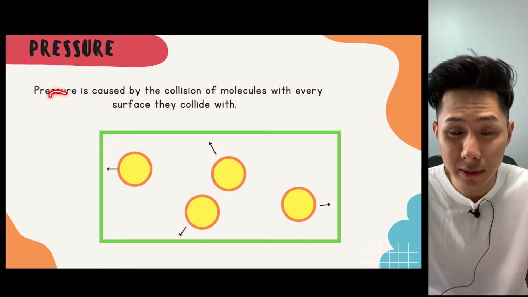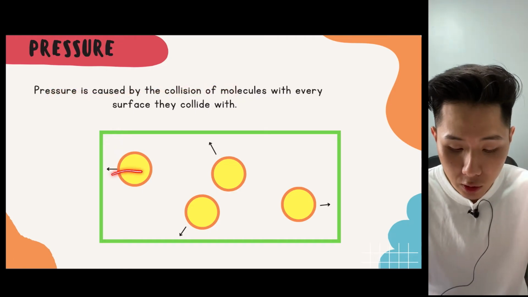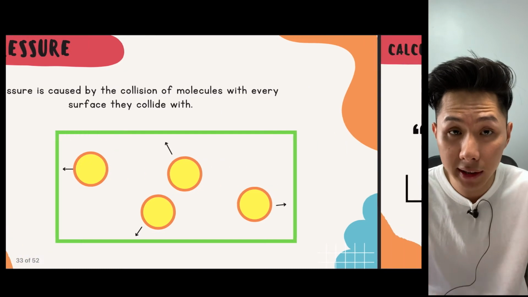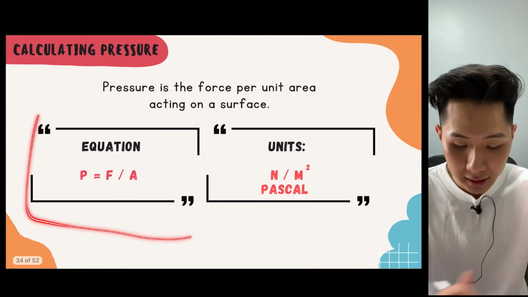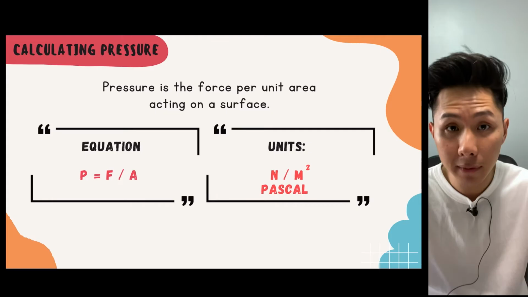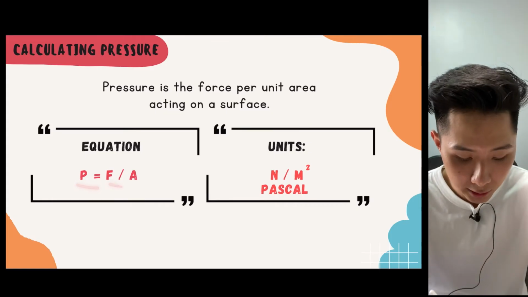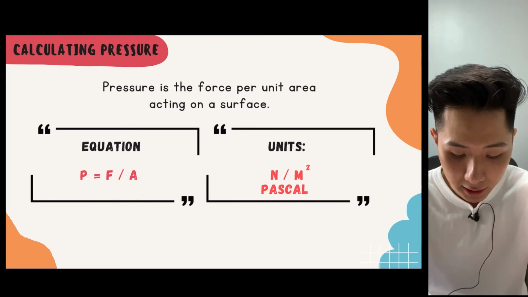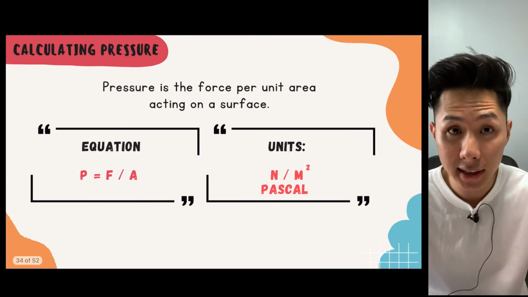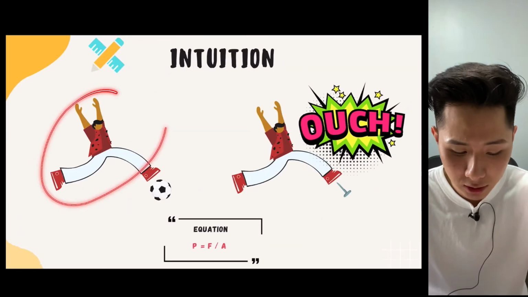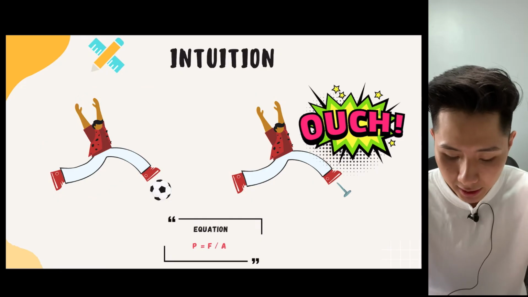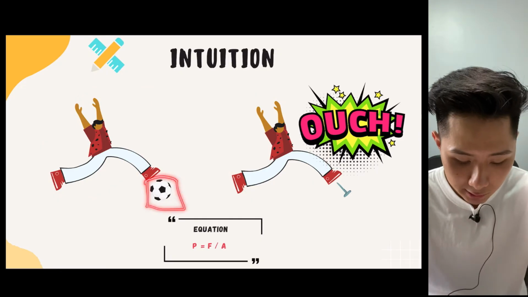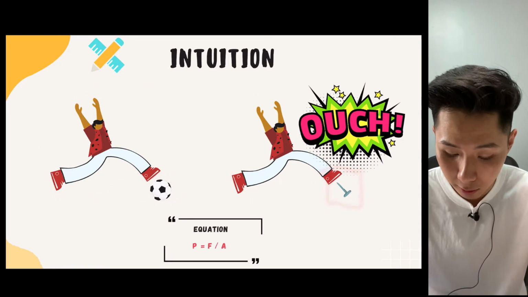So what is pressure, right? Pressure is actually caused by the collision of molecules with every surface they collide with. So for pressure, the first formula that we will learn is pressure equal to F divided by A. To show you what this formula means, just imagine you are this guy, and you try to step on two different objects. The first one is the ball, and the other one is the nail.